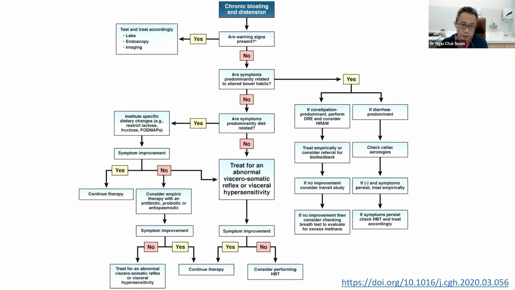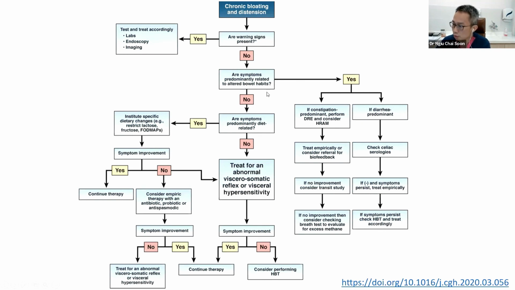So in conclusion, this is a very important slide. Basically, I just ran through the management of bloating. If you have a patient who has a chronic complaint of bloating, abdominal distension, first is to look for warning signs or symptoms. If there are, try to manage accordingly. If the patient does not have any red flag signs, then you need to look into whether there are any altered bowel habits in terms of constipation or diarrhea, and then manage them subsequently.